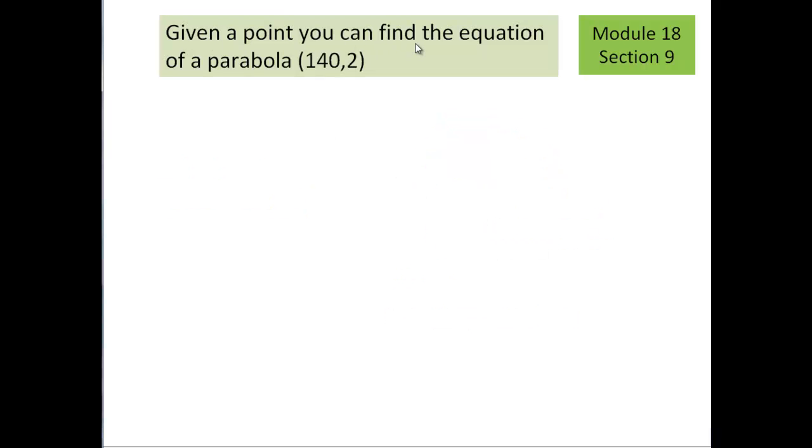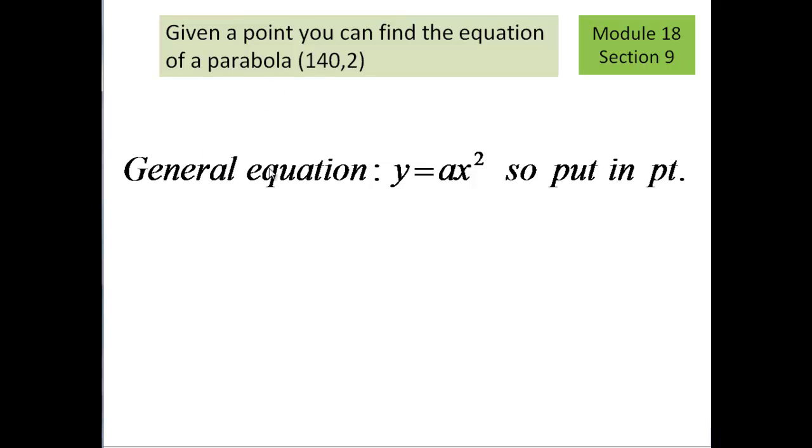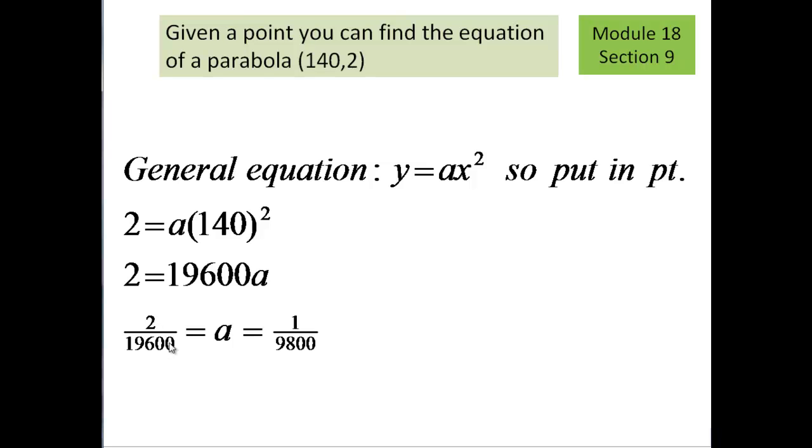Okay, if I give you a point, find the equation. There's a general equation for a parabola, y equals ax squared. I'm just going to put in my point. X is 140, y is 2. So I get 2 equals a times 140 squared. 140 squared is 19,600. I'm going to divide, and I get 2 over 19,600, which is 1 over 9,800. That's a. So my equation is going to be y equals 1 over 9,800 x squared.